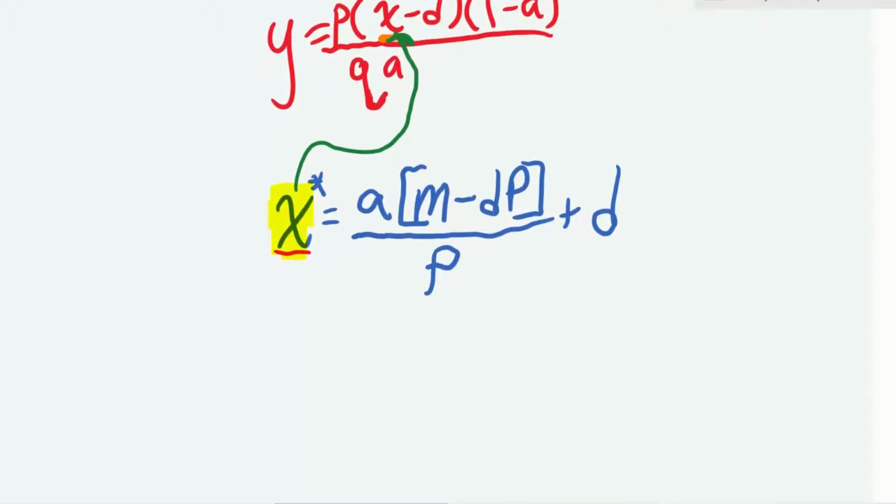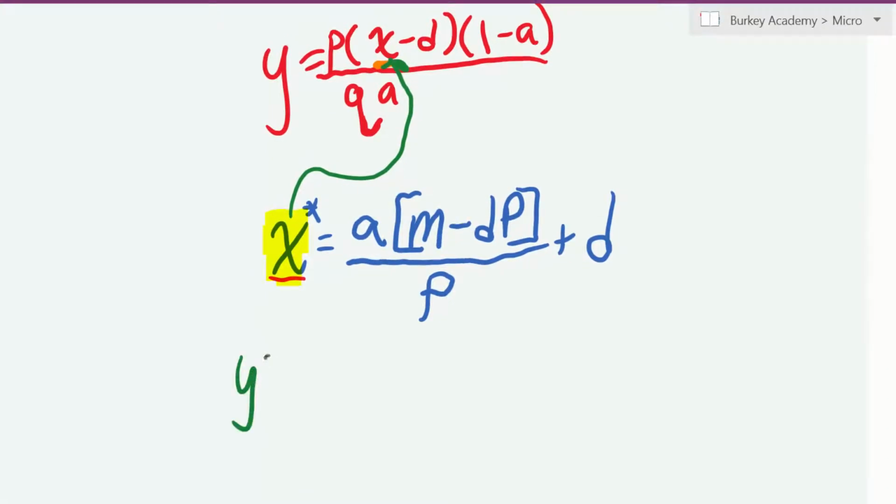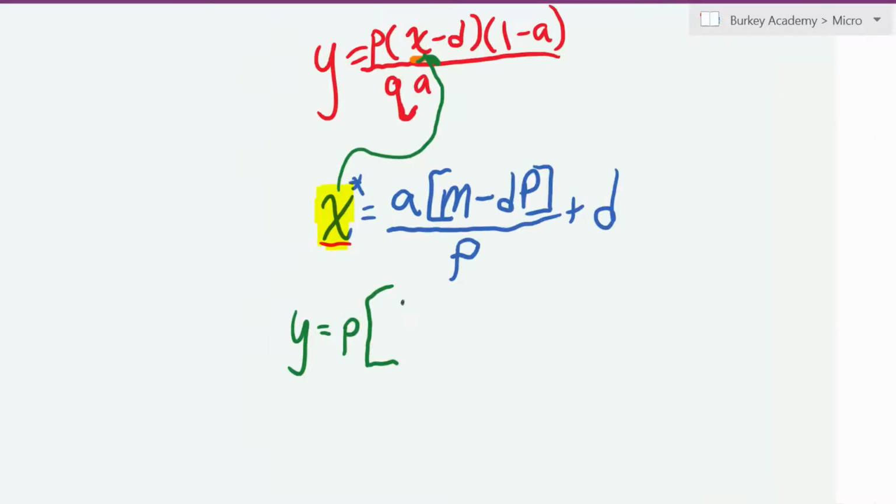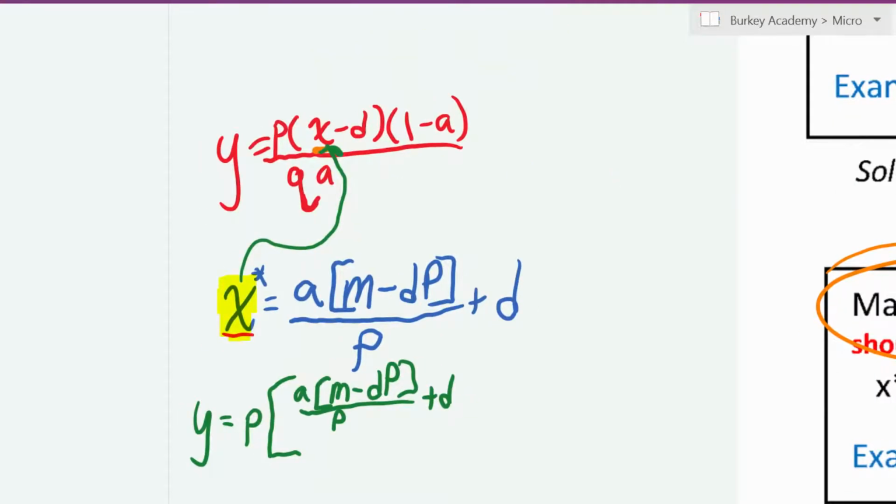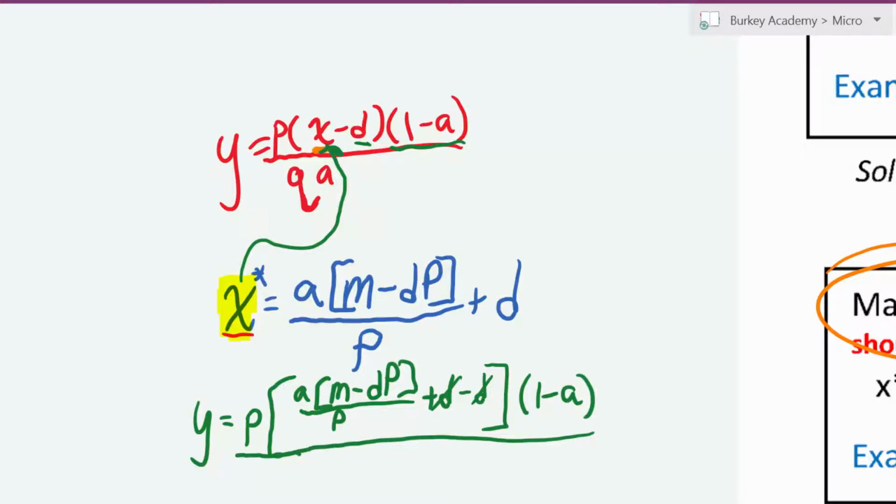So we have Y equals P times this X, which is A times M minus dP over P plus D. Over here we have this minus D. So those two are going to cancel right off the bat. And then all that is multiplied times 1 minus A. So 1 minus A. And then in the denominator we have QA.